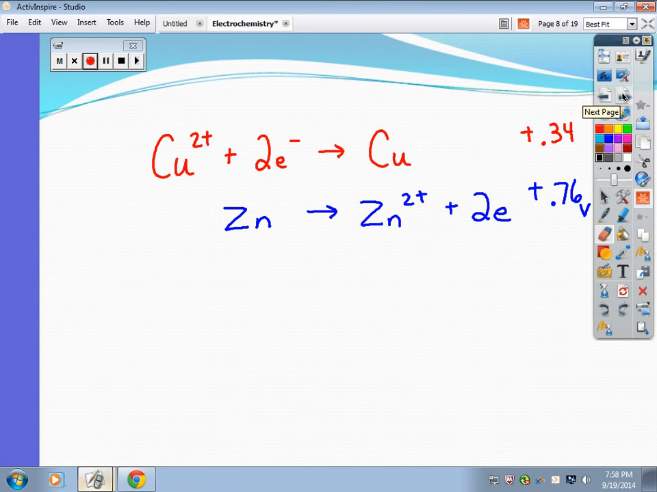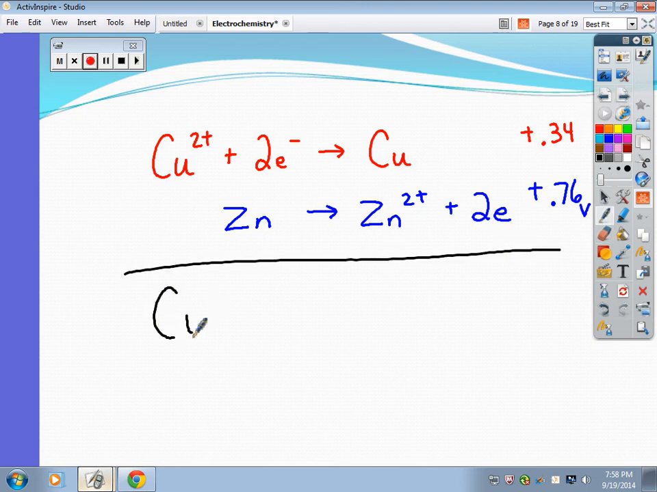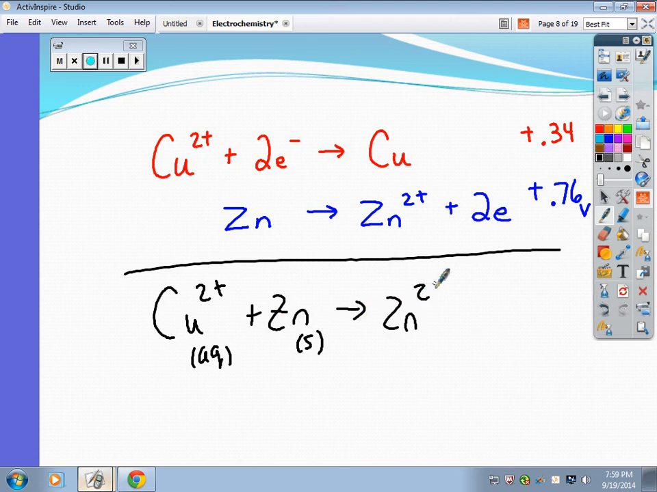So there you go. There's my overall cell, right? I add those up and get my total reaction. I'll do that one more time for you. So copper 2 plus, and if I see this right here, I know that's aqueous because they're ions, plus zinc makes zinc plus copper. It's real important to write those states of matter.